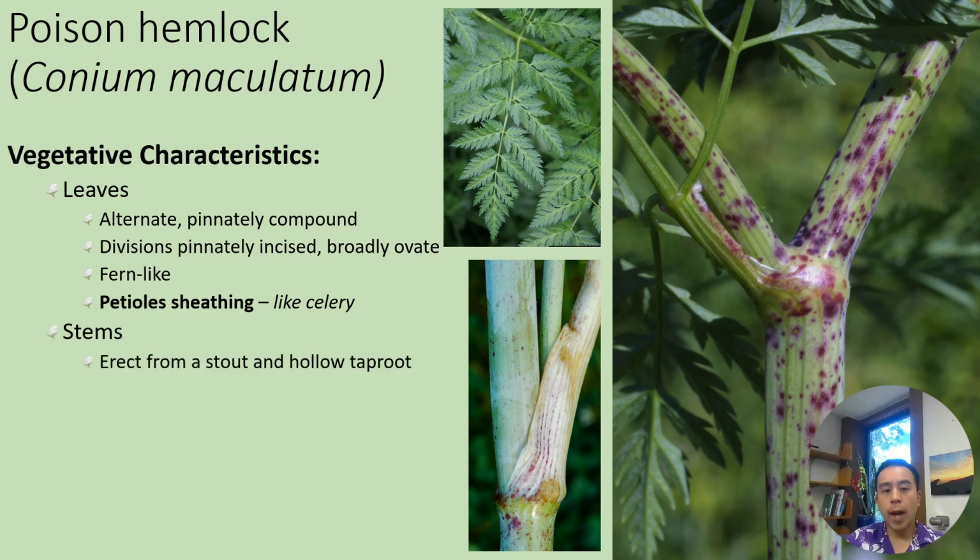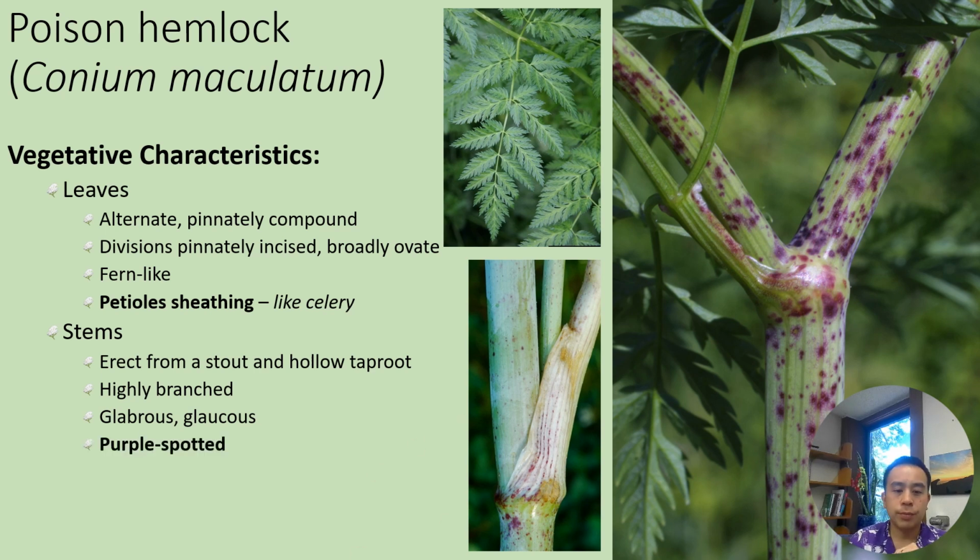Stems are erect from a stout and, again, hollow taproot and stem. Oftentimes the stems are highly branched and they are both glabrous and glaucous. Glabrous is smooth, hairless. Glaucous is this kind of bluish gray color and can also refer to a powdery residue, as you can see on this stem right here.